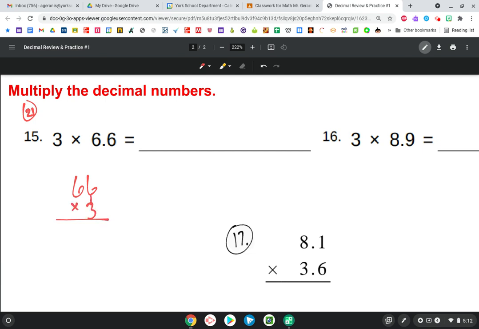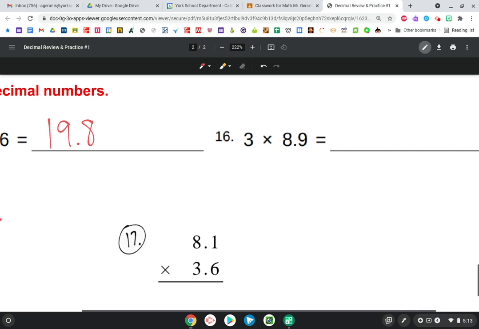66 times 3. 3 times 6 is 18. Carry the 1. 3 times 6 is 18, plus 1 is 19. And where can we put the decimal in these 3 digits? 1, 9, and 8. So our answer is close to 21. You got it, right between the 9 and the 8. So the final answer is 19 and 8/10.